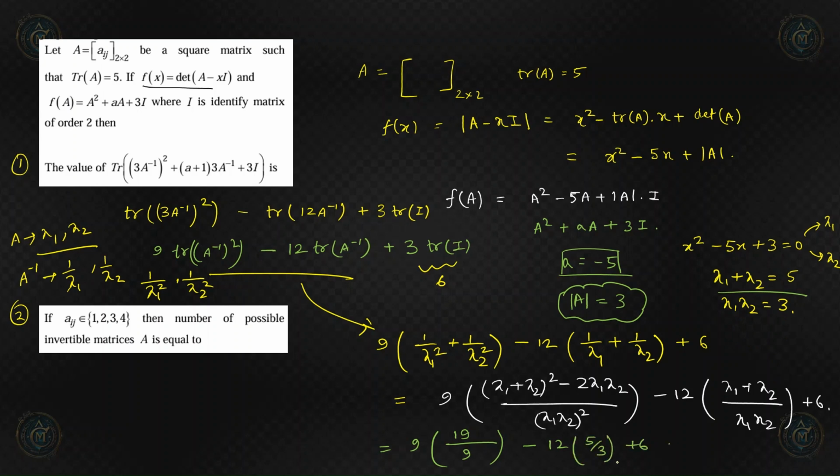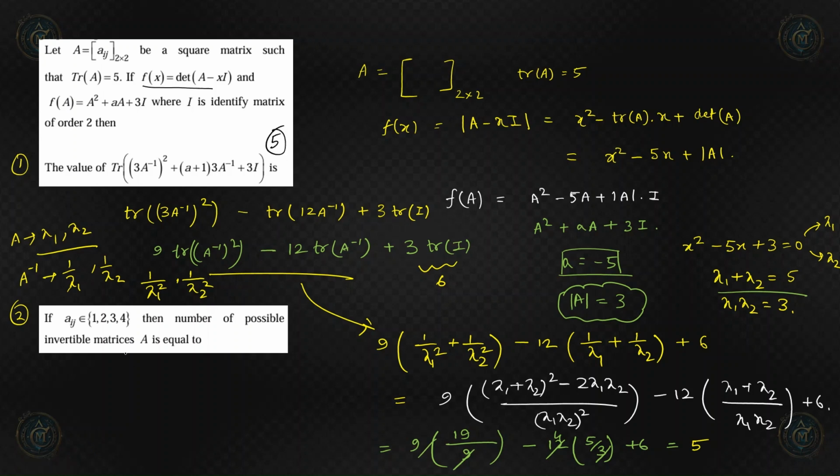Plus 6. So this becomes 19 plus 6, that is 25, minus 20. So the answer in this case will be equal to 5. That means the correct answer in this case will be 5.